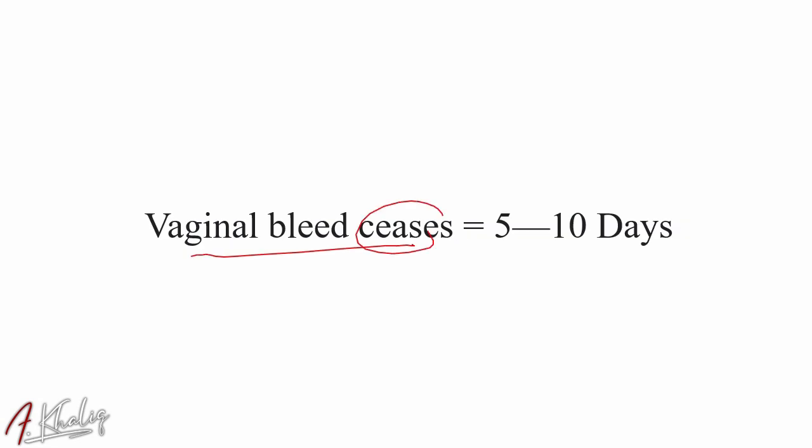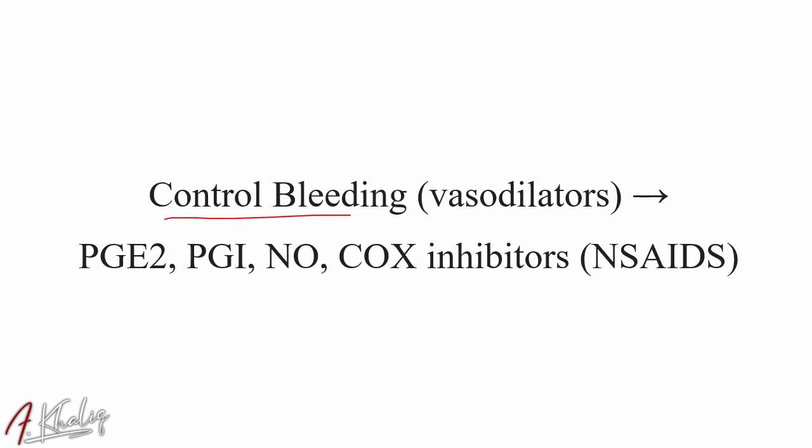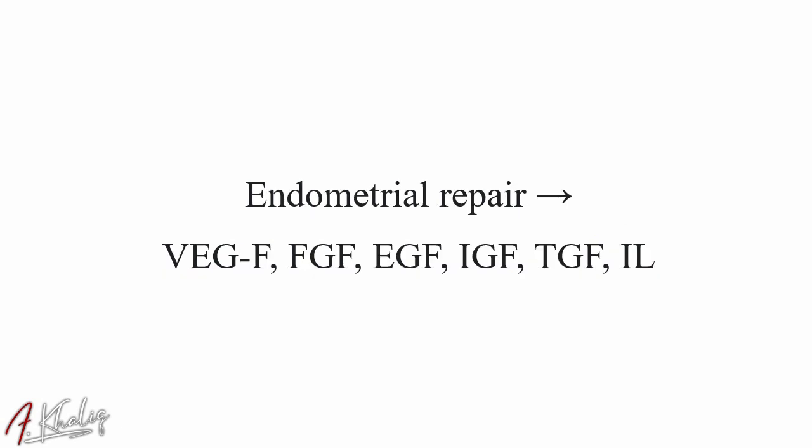Vaginal bleeding ceases within 5 to 10 days. If you talk about the bleeding, that's because of vasoconstriction. And what's really involved is prostaglandin F2 alpha, endothelin 1, platelet activating factors, COX, and some chemokines. Now, if you want to control this bleeding, you have to give the vasodilators, for example, PGE2, prostacyclins, nitric oxide, and COX inhibitors, for example, NSAIDs. For the endometrial repair, the natural chemicals in the body are VEGF, FGF, EGF, IGF, TGF, and some interleukins.